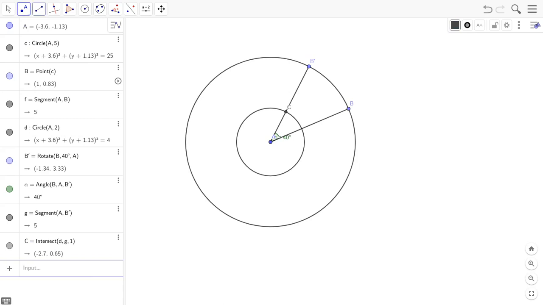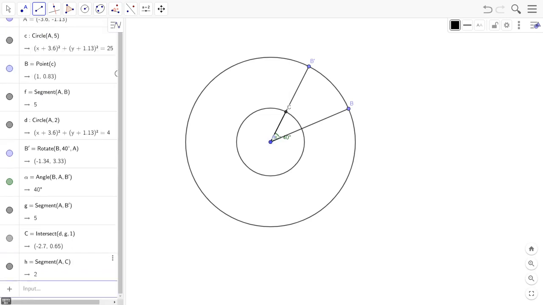And then I'm going to make a segment going from A to C. That way we can get rid of this segment from A to B prime. So I'm just going to select segment A B prime and click the little button to make it disappear, just because we don't need that segment on there. All right. And now, what's our distance from C to B? Our distance from C to B is 3.7 centimeters.